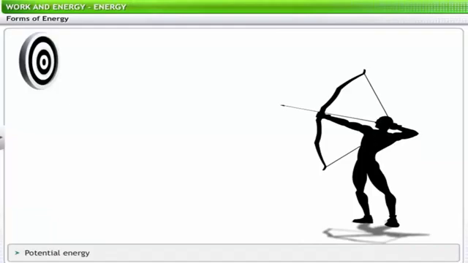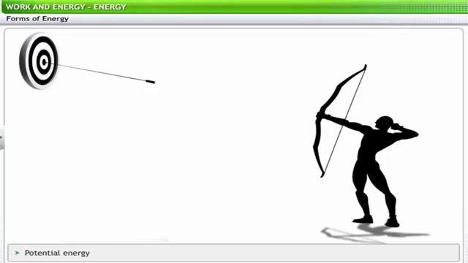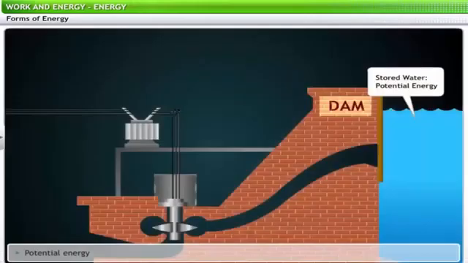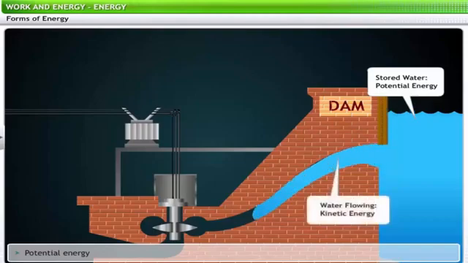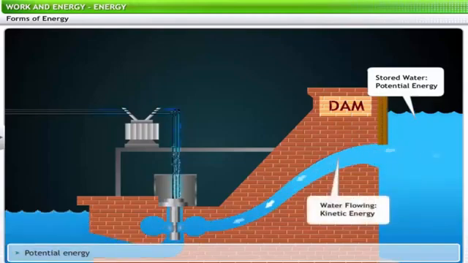Further, consider the bow and arrow system. When the bow is stretched, the arrow gains potential energy. Another example is of water in a reservoir. This water has potential energy. This potential energy converts to another form of energy called kinetic energy when the water is released and can work to generate electricity.